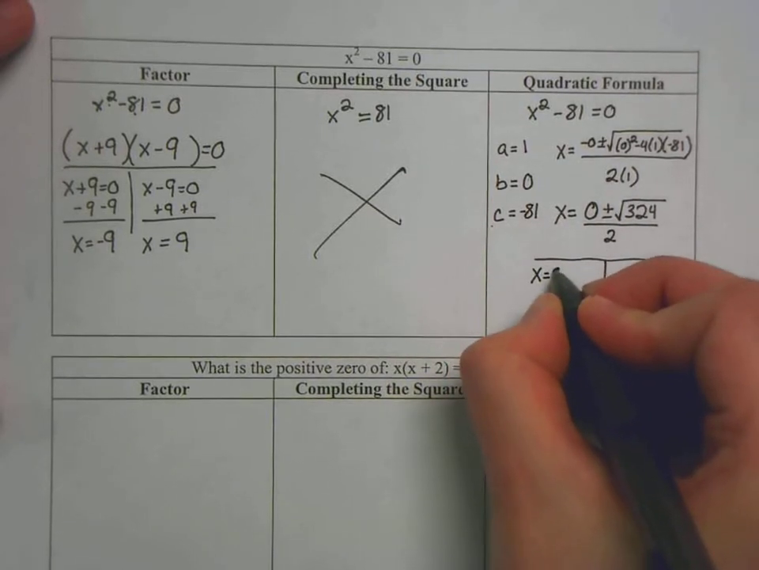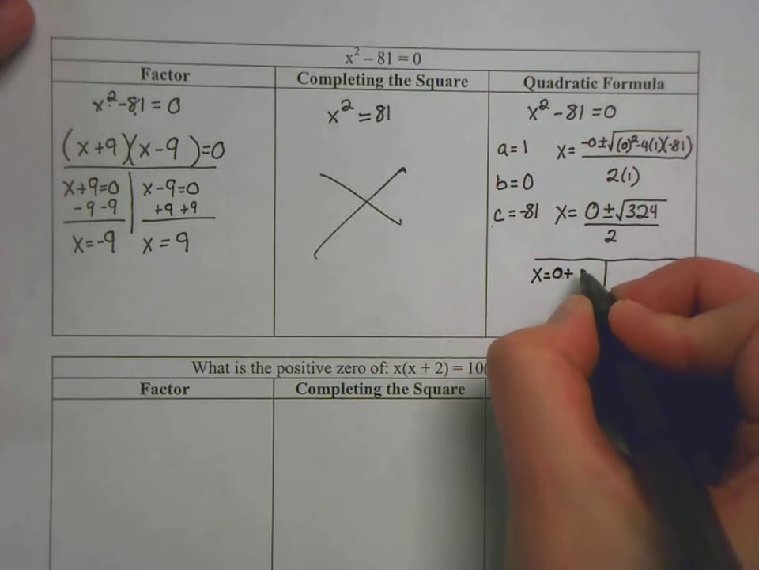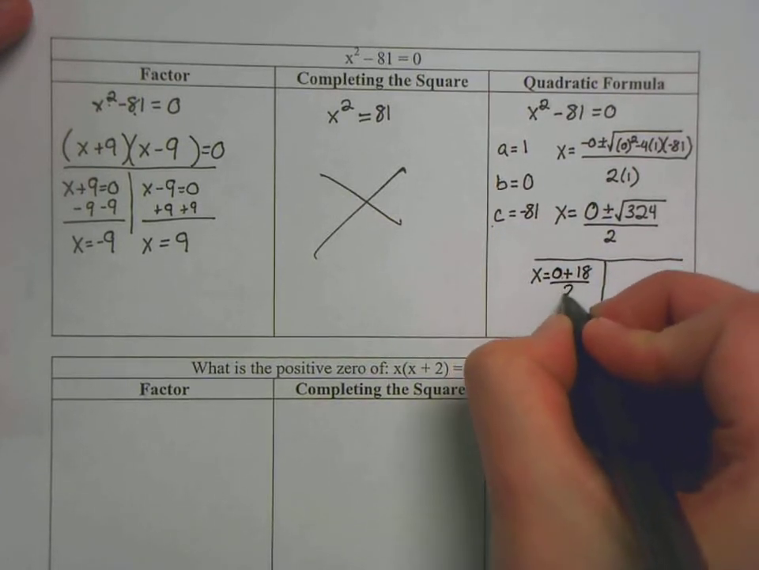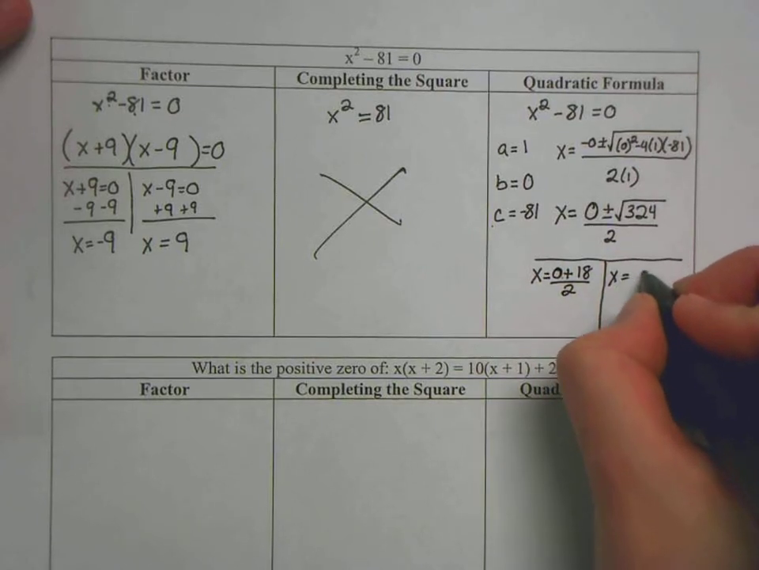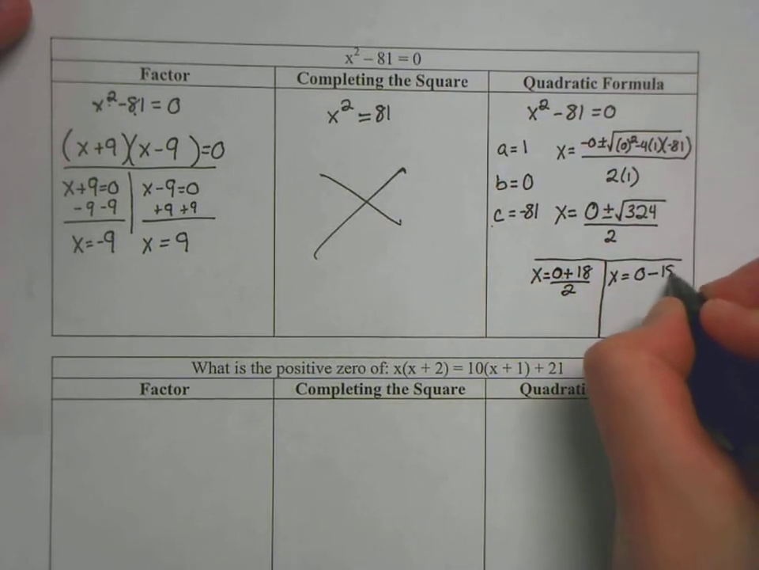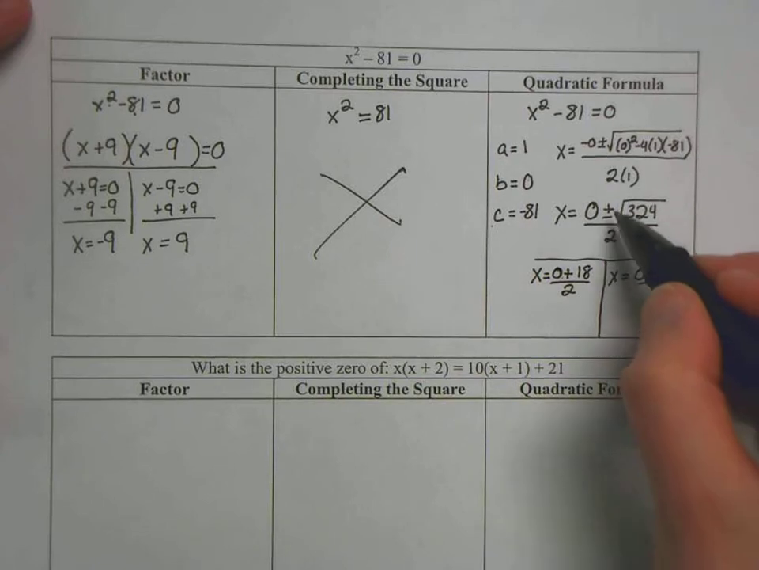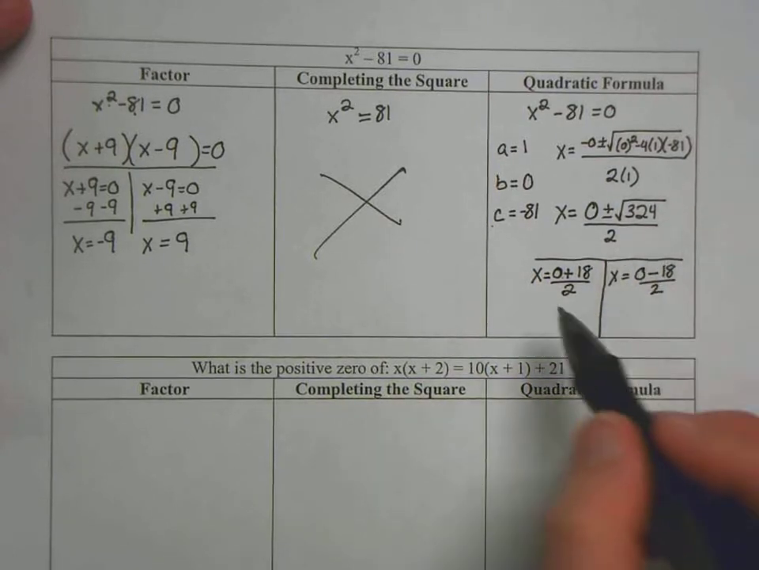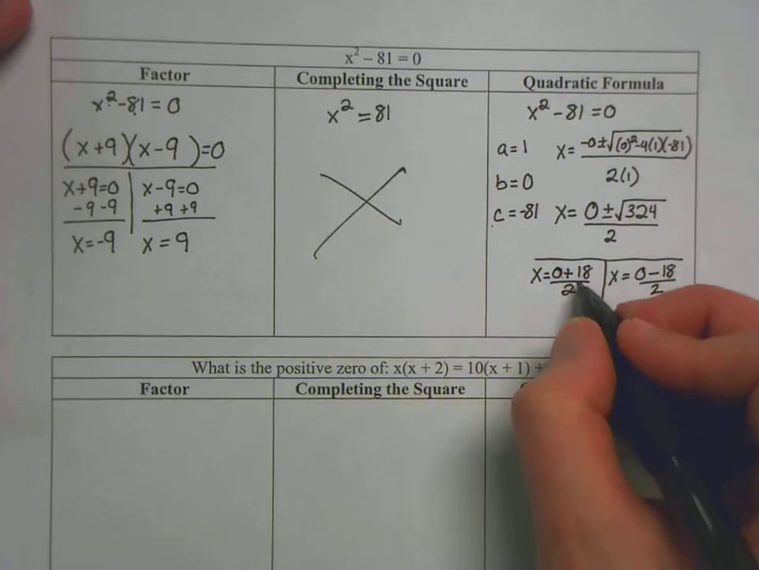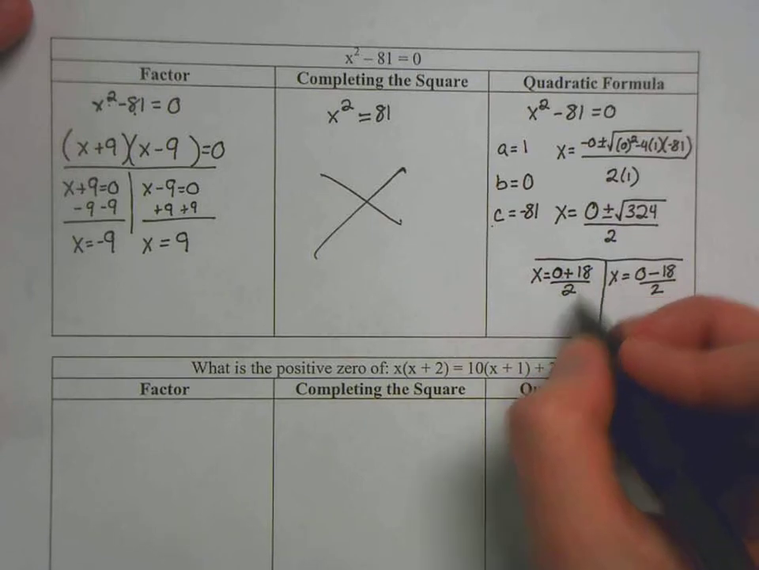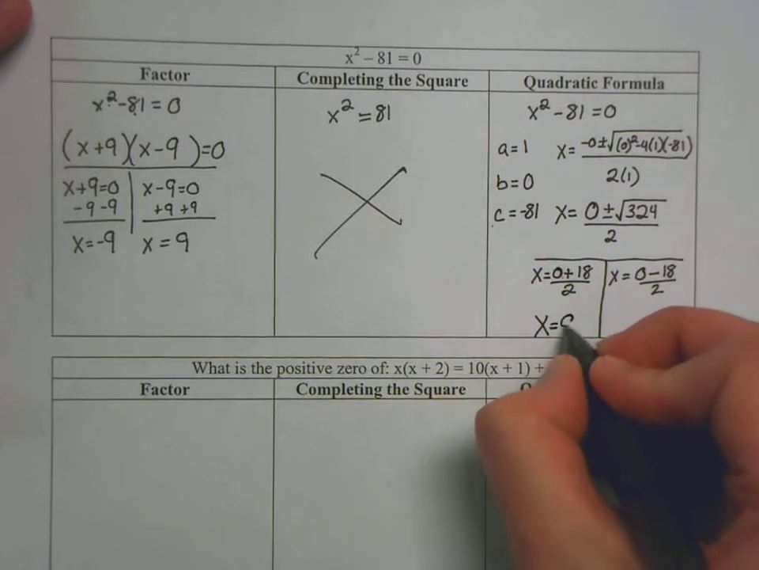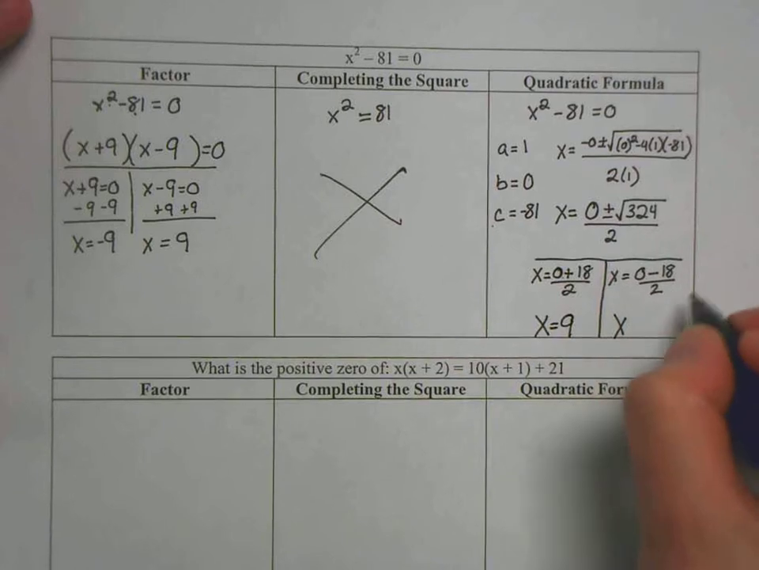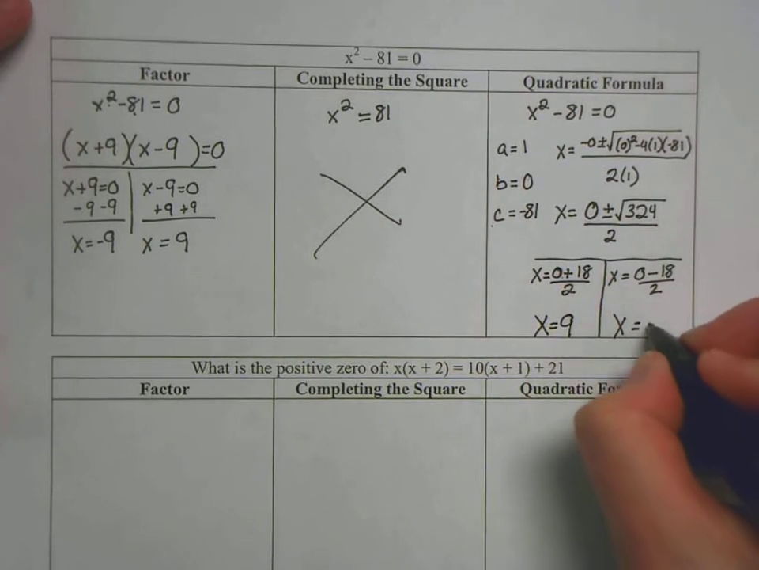So x can equal 0 plus square root of 324 is 18 divided by 2. And the other one would just be 0 minus the 18 divided by 2. So you just use both signs to create the two equations. So 0 plus 18 is 18 divided by 2. I get my positive 9. And then 0 minus 18 divided by 2 is a negative 9.